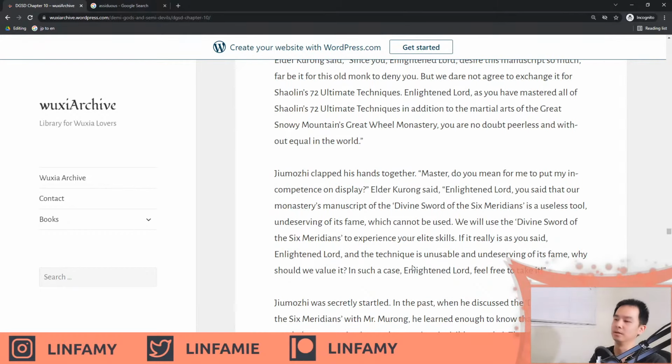Elder Kurong said, enlightened Lord, you said that our monastery's manuscript of the divine sword of the 6 meridians is a useless tool, undeserving of its fame, which cannot be used. We will use the divine sword of the 6 meridians to experience your elite skills. If it really is as you said, enlightened Lord, and the technique is unusable and undeserving of its fame, why should we value it? In such a case, enlightened Lord, feel free to take it.